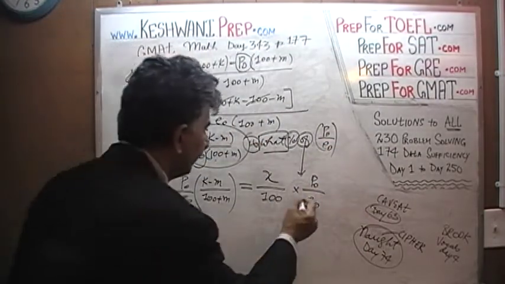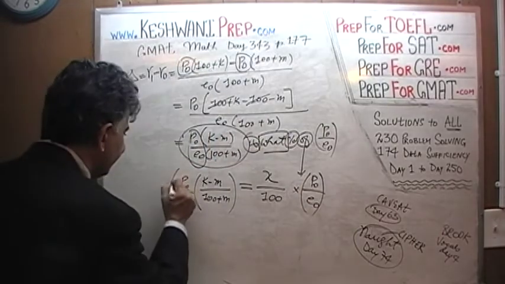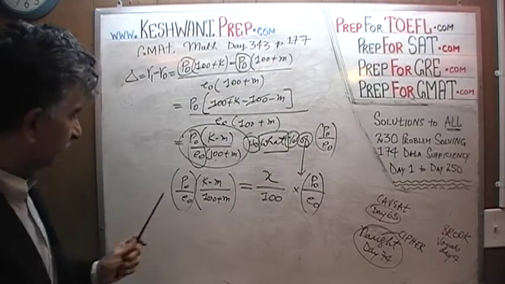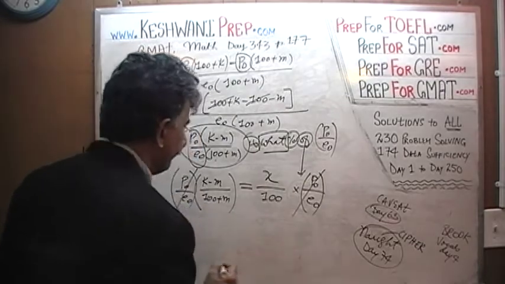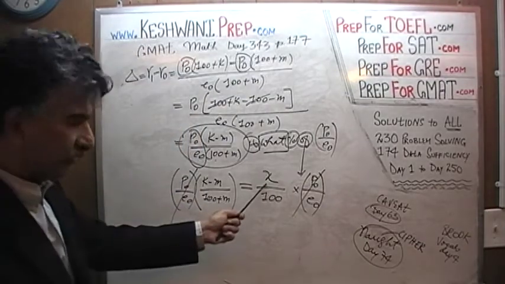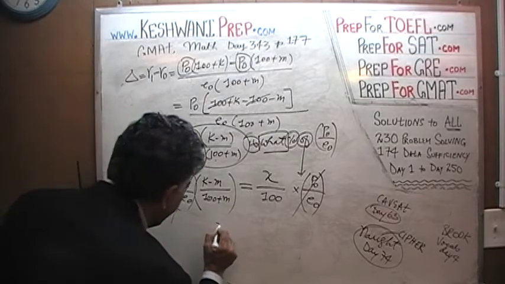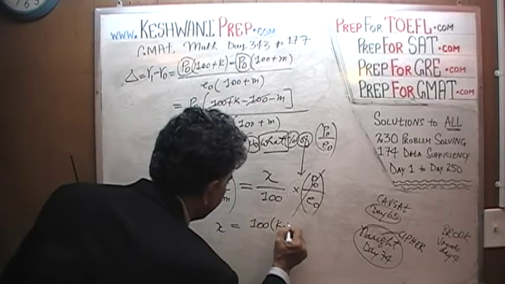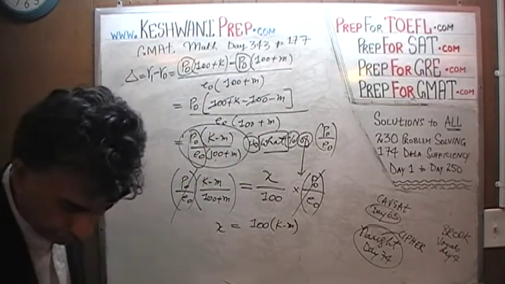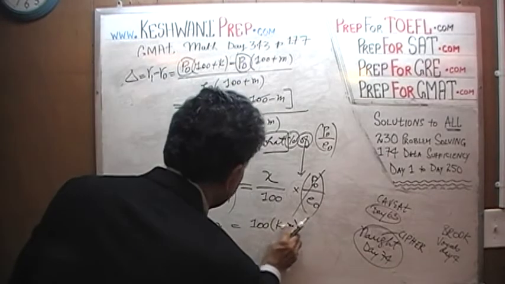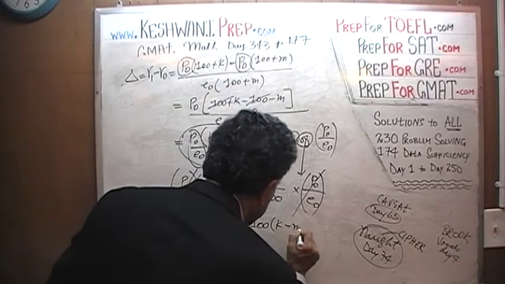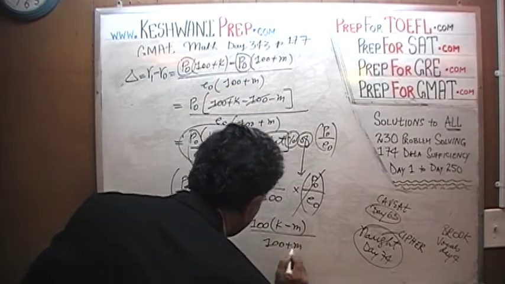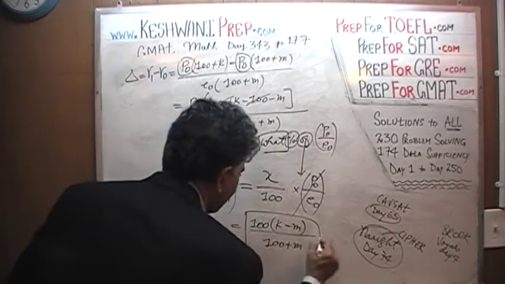What do we notice? The very first thing we notice is that this P naught over E naught appears both sides. The original ratio plays no role. It drops out. And we need the X. We are solving for X. And the answer is X equals 100 times K minus M over 100 plus M. Voila!